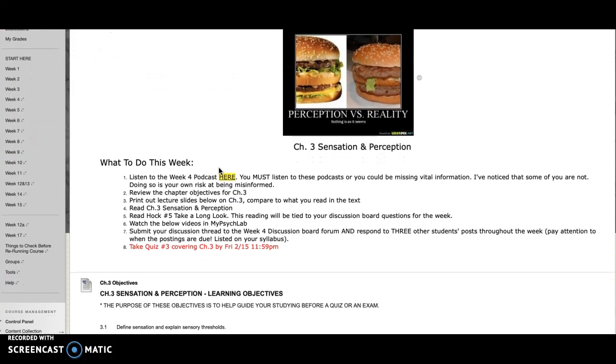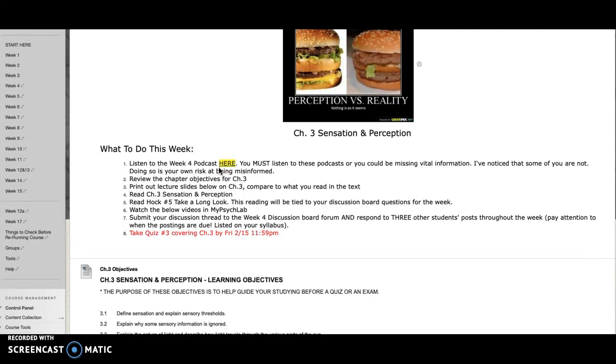I just want to make sure that everyone is really listening to these podcasts and not skipping over them, because they're vital in that I often give information about the week coming up, any changes to the syllabus, and any other key tips that you need to know for covering the material for the week.